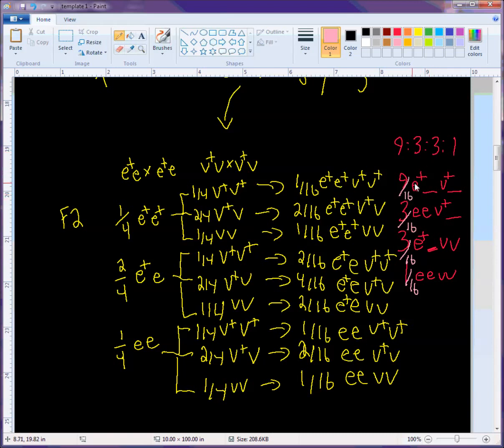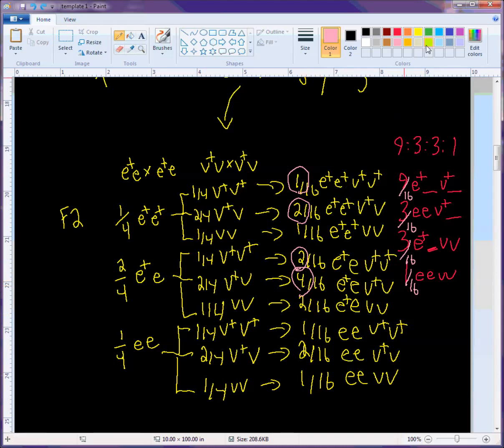And let's just do the 9s here. 1 here for having at least one wild type E and one wild type V. We have 1 there and 2 there. We have 2 here, 4 here, and we have 1 here. Nope, we don't have any there. Sorry, I can erase that. So 1, 2, 3, 4, 5, 6, 7, 8, 9.